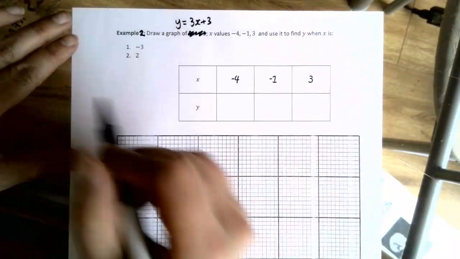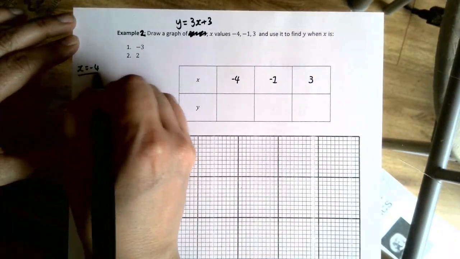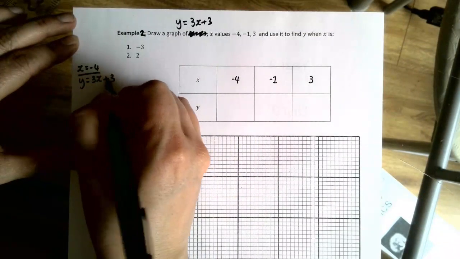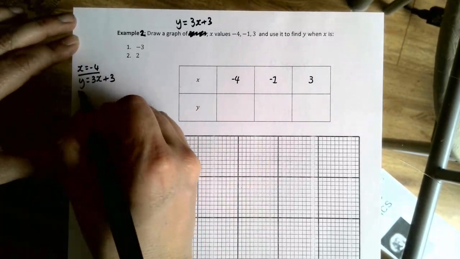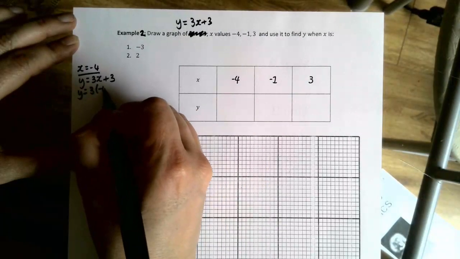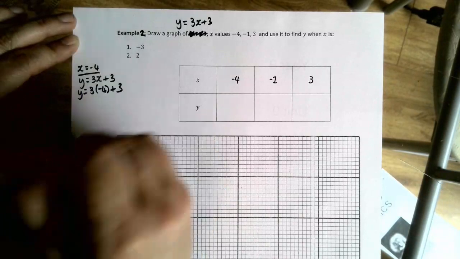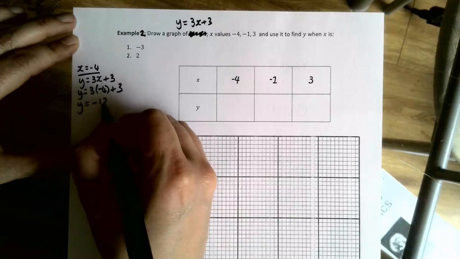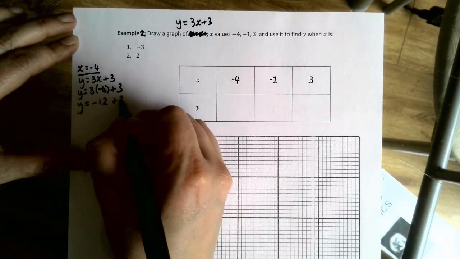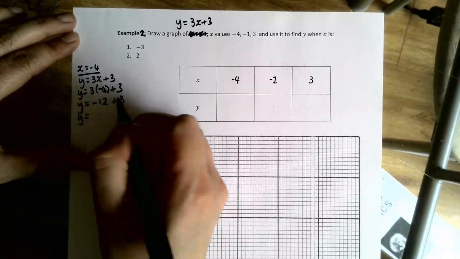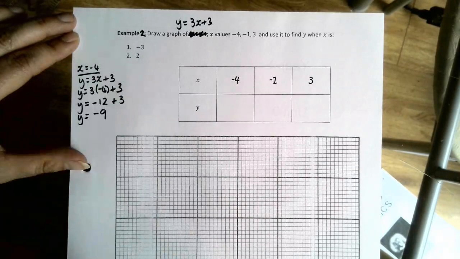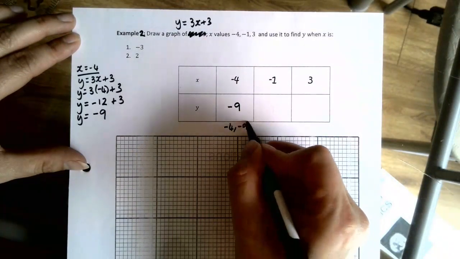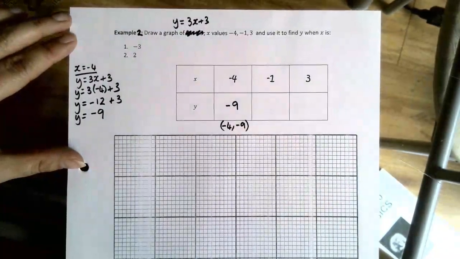Whenever x is minus 4, and again I'll do my working out off at the side, the equation of our line is y equals 3x plus 3. So I rewrite it and I substitute in minus 4 for x. So 3 multiplied by minus 4 gives me minus 12 plus 3. Minus 12 plus 3 is minus 9. Okay, so minus 4, minus 9 is one set of coordinates that we are going to have to plot.